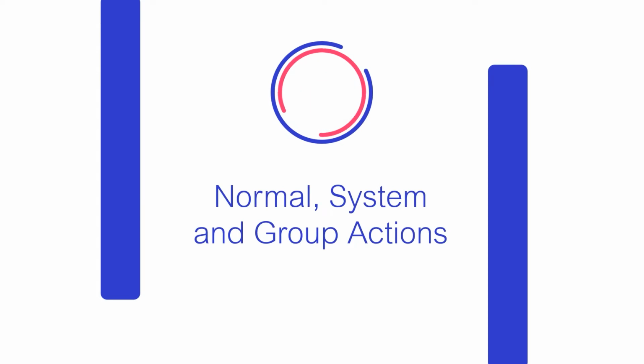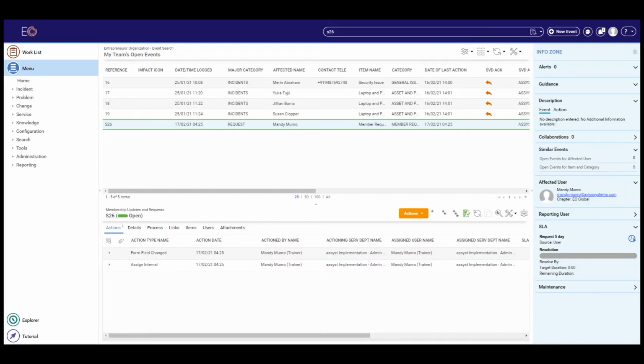A group action is an action which is recorded against multiple events simultaneously. These events may be bundled into a linked event group, or they may simply be an ad hoc selection of events on the event monitor.